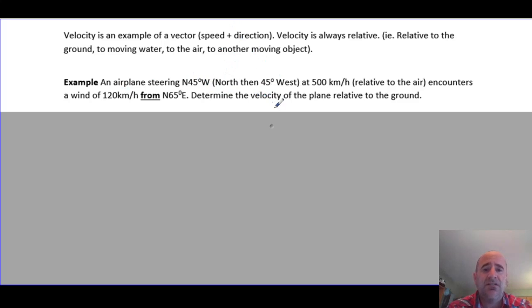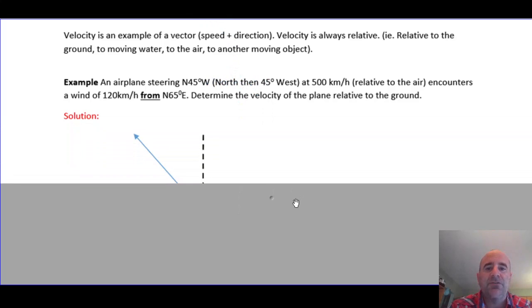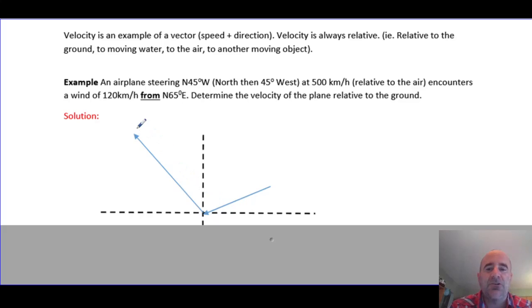So let's take a look at an example with an airplane. The directions here are kind of annoying because I'm trying to teach you the way that your textbook does directions, even though I don't like it. You've got an airplane that's steering north 45 degrees west. So think about going north, then 45 degrees west. And here's what that looks like.